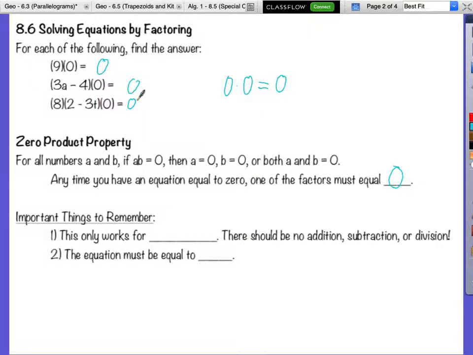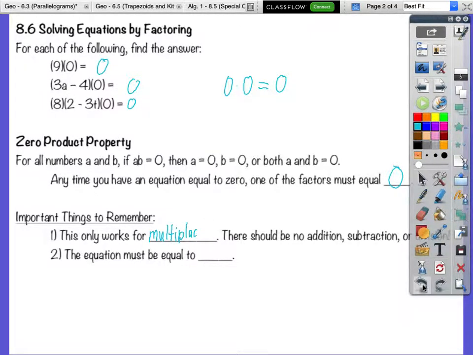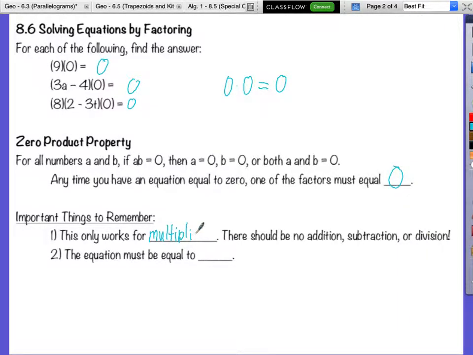So this only works for multiplication. I know this is a really tight space. I'm about to get your pickle chin out, boy. What? What? You've never seen that. No. That's what happens when you're okay.